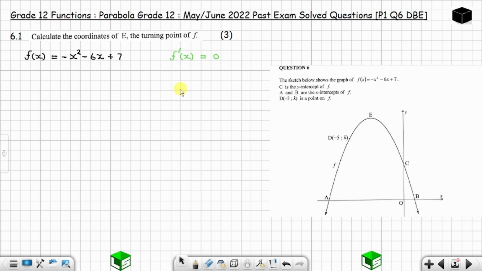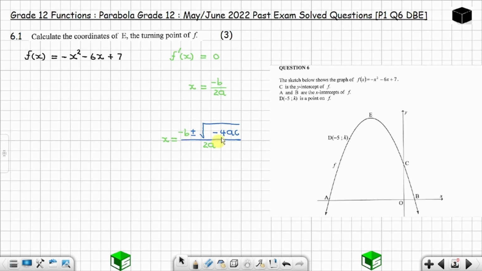Okay, you can also use this formula: x is equal to negative b over 2a, right? You can see this is your a, which is negative 1, your b is negative 6, and your c is 7. So you have a, b, c. a is equal to negative 1, b is equal to negative 6, and c is equal to 7. You can use this formula to get the x coordinate of the turning point. When you get the value of the x coordinate, you plug it inside f of x, and then you are going to get the y coordinate.